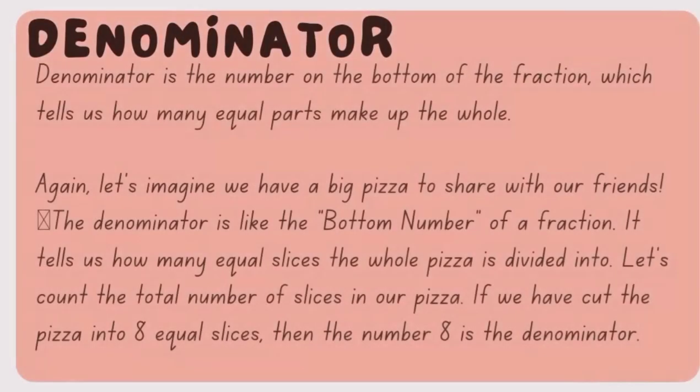Denominator. The denominator is the number on the bottom of the fraction which tells us how many equal parts make up the whole. Again, let's imagine we have a big pizza to share with our friends. The denominator is like the bottom number of a fraction. It tells us how many equal slices the whole pizza is divided into. Let's count the total number of slices in our pizza. If we have cut the pizza into 8 equal slices, then the number 8 is the denominator.